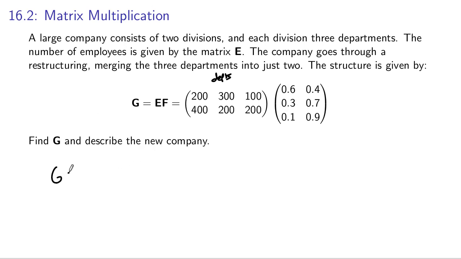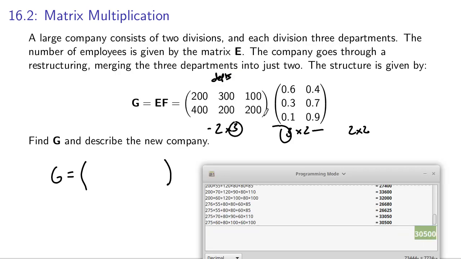So G is going to equal, what will we get? We have a 2 by 3 being multiplied by a 3 by 2. The result matrix will be 2 by 2. The 3's match. We're left with these 2 dimensions. So we'll just have 4 entries in G. Let's make space for the big numbers, though. To find G11, we need first row times first column, 200 times 0.6 plus 300 times 0.3 plus 100 times 0.1. That gives us 220.